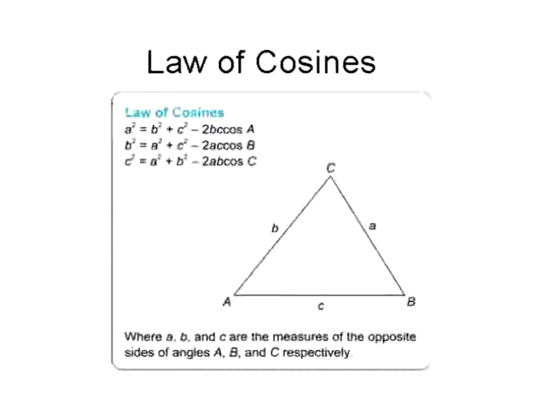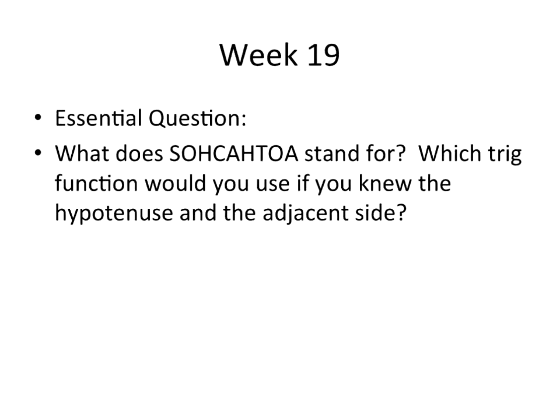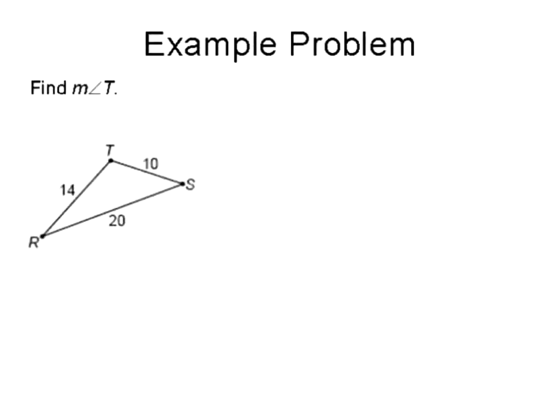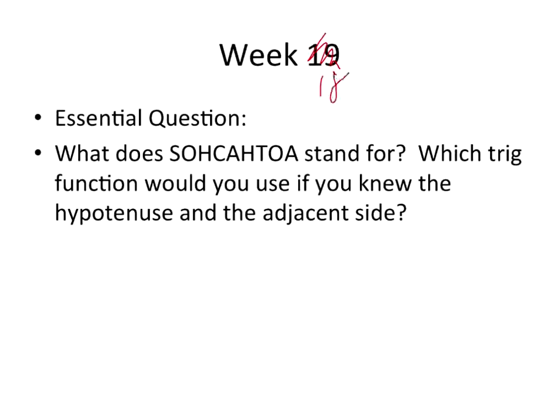So I'm going to jump to the end real fast. Okay, and it's not week 19, sorry, it's week 18. And again, my essential question is just what does SOHCAHTOA stand for, which now we should know for sure what all those letters stand for. And which trig function would you use if you knew the hypotenuse and adjacent side? So if you know H and A, which one do you use? So those of you at home, please put that in the drop box.